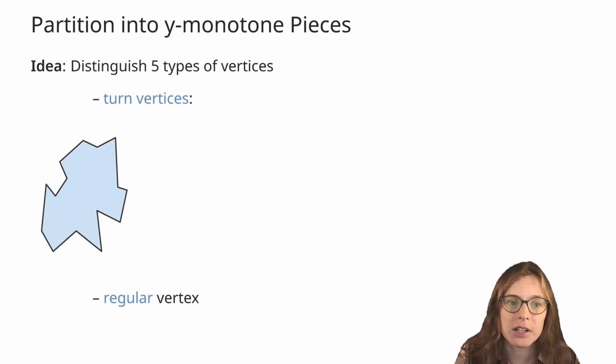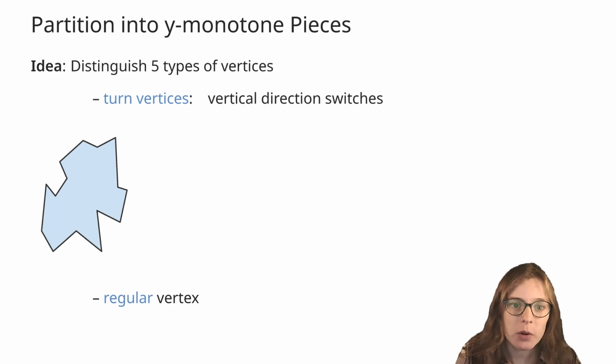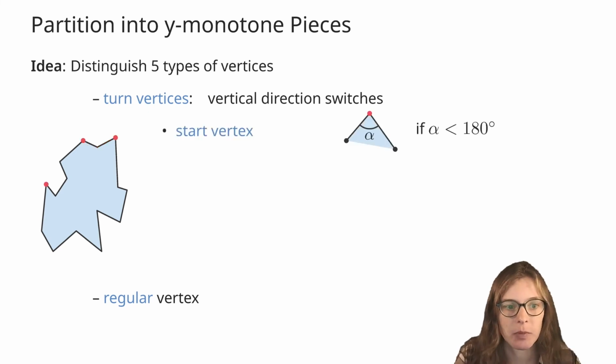The first 4 types will be so-called turn vertices. If we follow the boundary of a polygon, when we pass a turn vertex, we're going to change the vertical direction in which we move. For example, moving along the boundary in this direction, after passing this vertex, we change from moving downwards to moving upwards. So this vertex V is a turn vertex. So let's see what kind of vertices can be turn vertices.